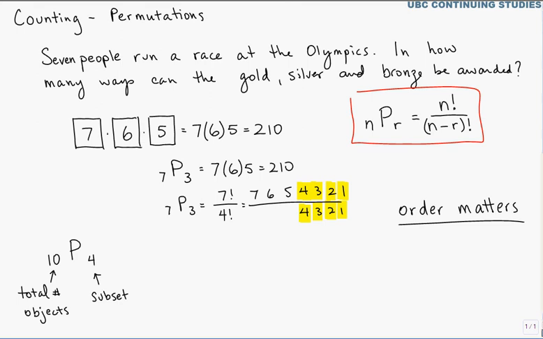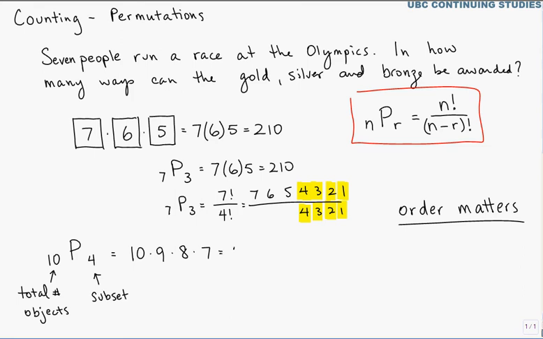Let's take a look at another quick example here. 10P4. How do you interpret that? Well, the 10 means there are 10 objects. The 4 means you're going to take a subset of 4 of them. So you're going to order those 4 objects. How many ways can you order the 4 objects taken from a larger set of 10 objects? Well, again, to calculate it, all you need to do is start writing 10 factorial and only write 4 numbers. 10 times 9 times 8 times 7.